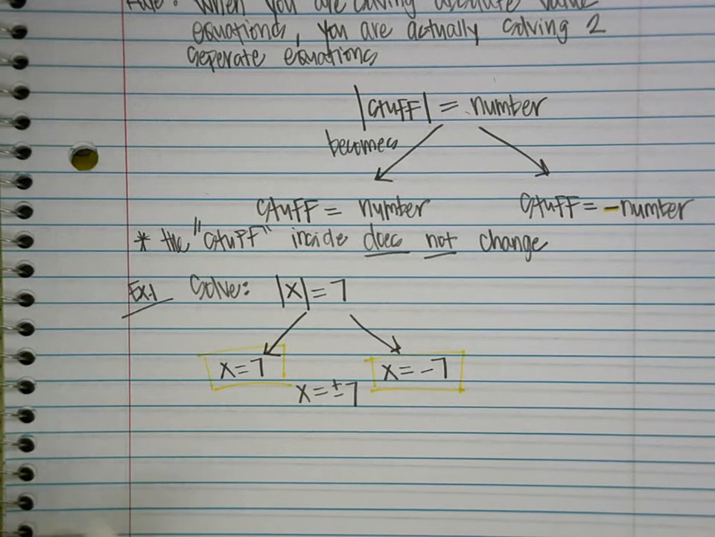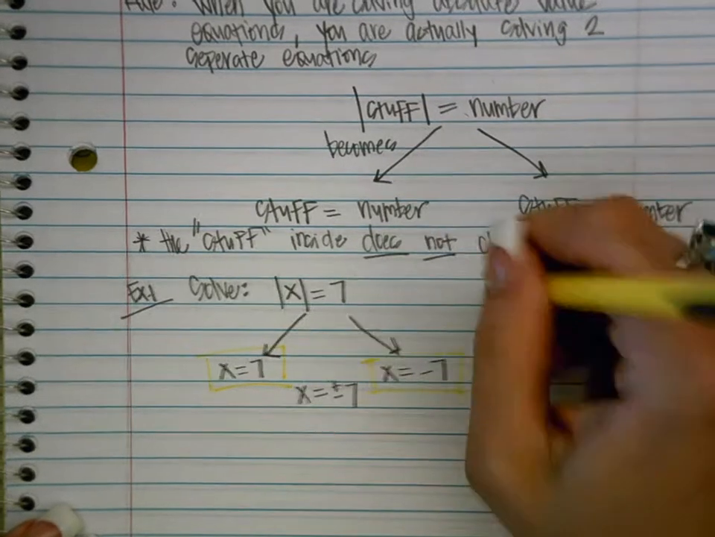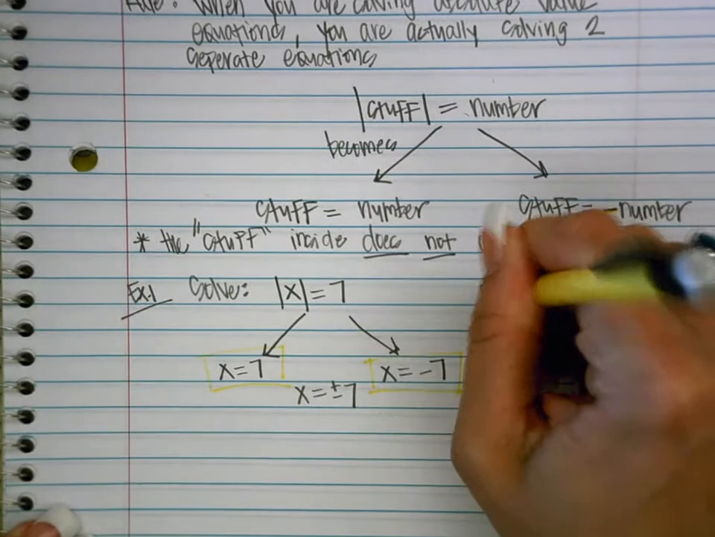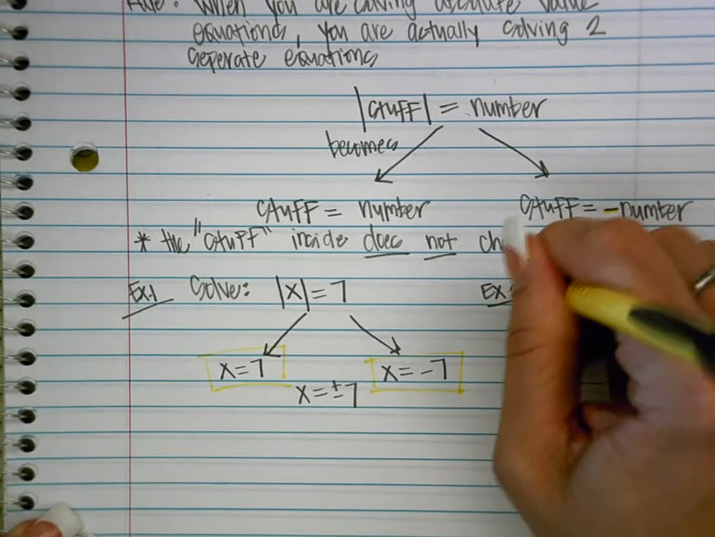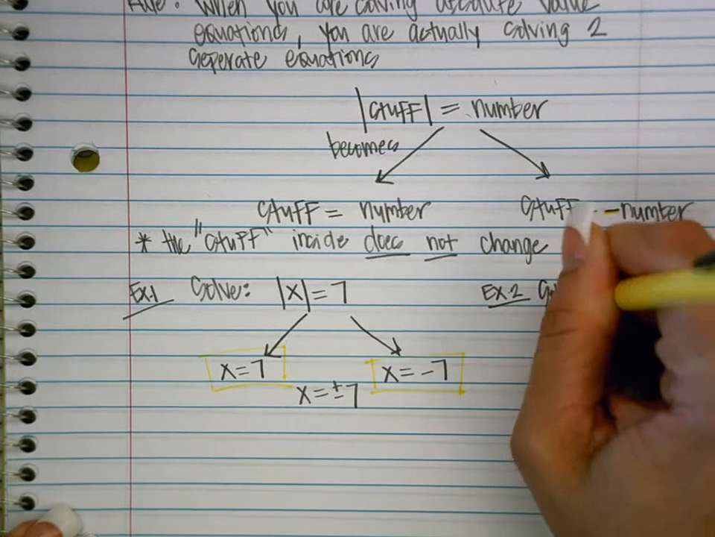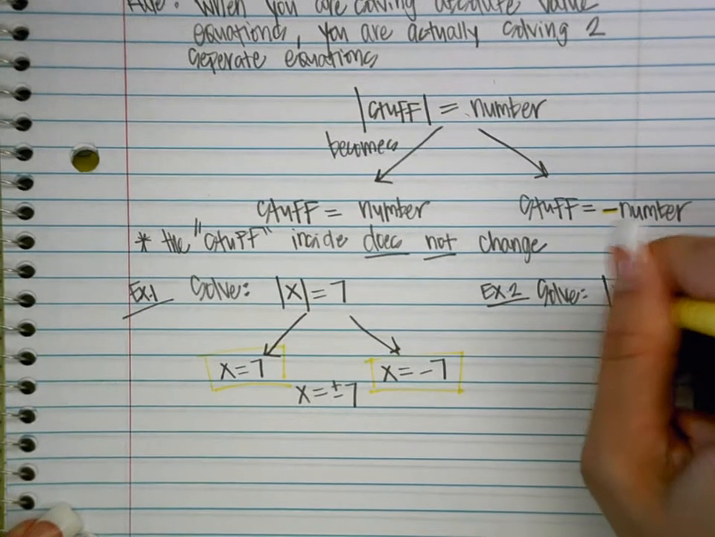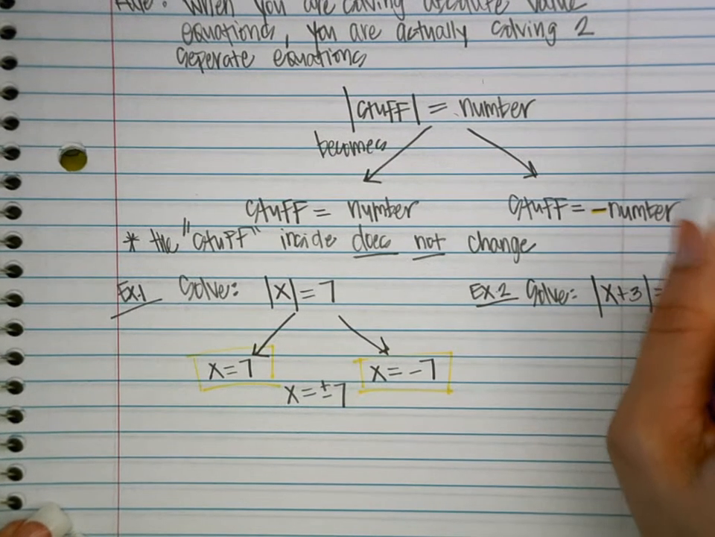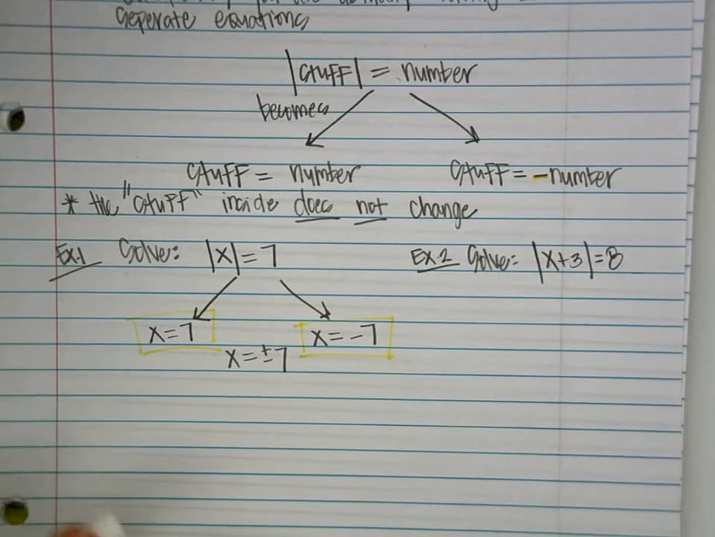Anyone have a question on how I did that? Fairly easy. Okay, let's try another one. Number 2, I again would like you to solve the equation absolute value of x plus 3 equals 8.